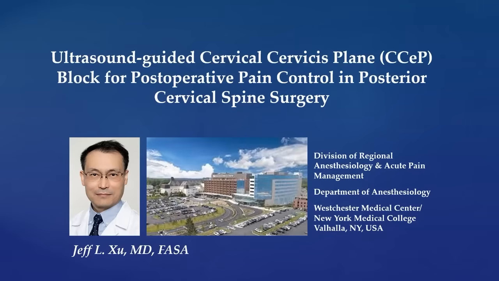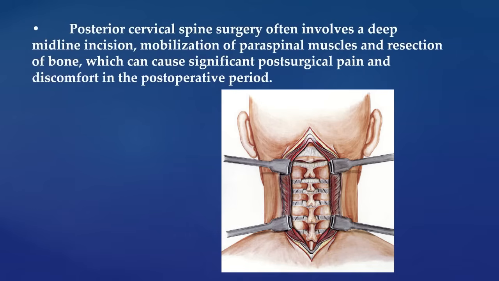This video is to introduce a peripheral nerve block for post-op pain control in posterior cervical spine surgery called cervical cervicis plane block, or CCeP block. Posterior cervical spine surgery often involves a deep midline incision, mobilization of paraspinal muscles, and resection of bone, which can cause significant post-surgical pain.